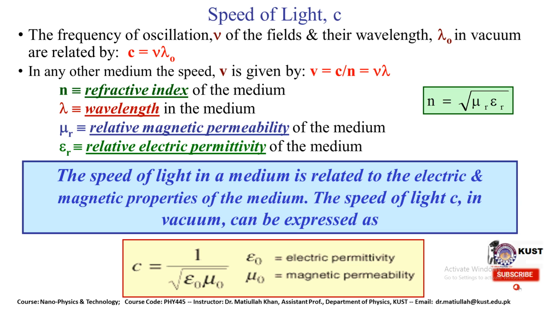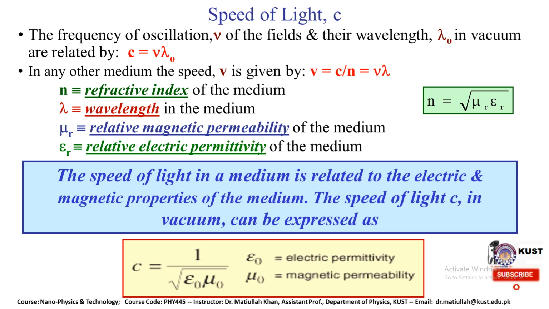The speed of light is represented by c, and its value is 3 multiplied by 10 to the power 8 meters per second. We can calculate this from a very simple equation, that is c is equal to 1 over the square root of epsilon naught mu naught, where epsilon naught and mu naught are the electric permittivity and magnetic permeability respectively. So from this we can get the value of c.